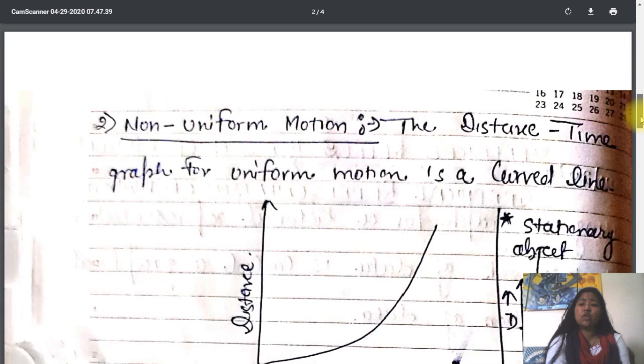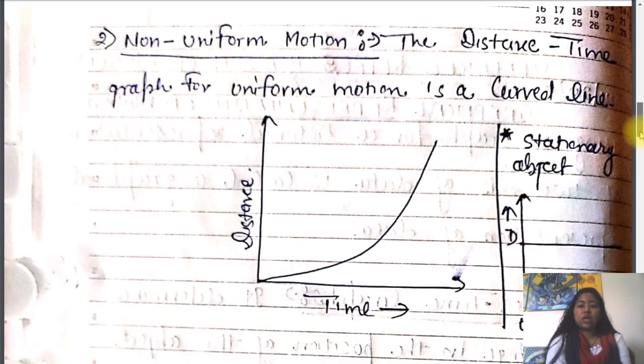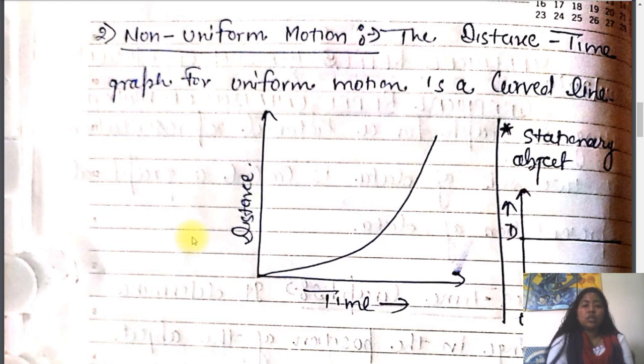After that, when we talk about non-uniform motion, the graph between distance and time for non-uniform motion is always a curved line. Done. Here too, distance is plotted along the y-axis and time is plotted along the x-axis.